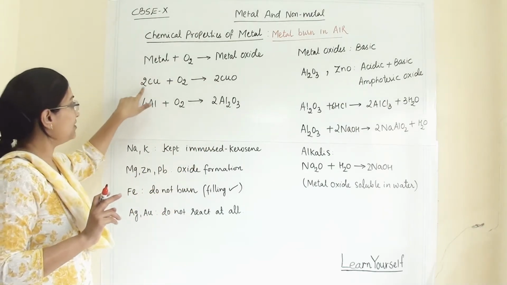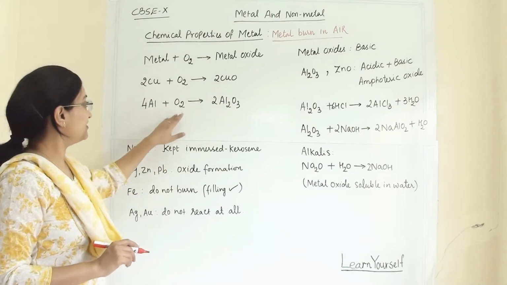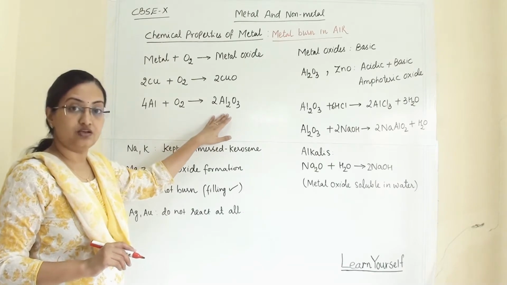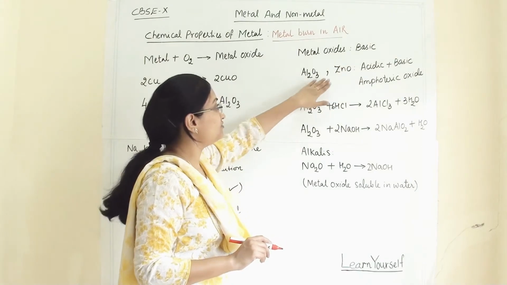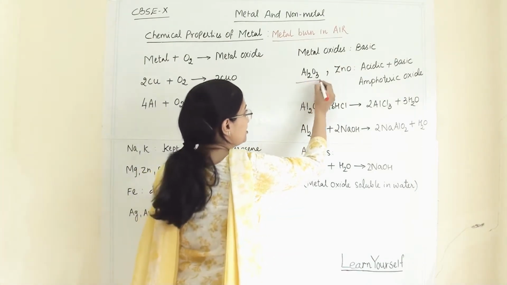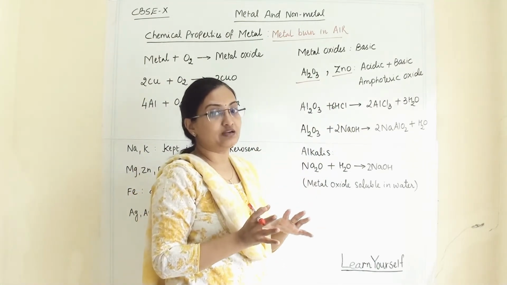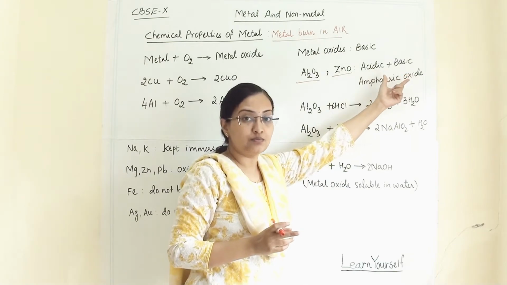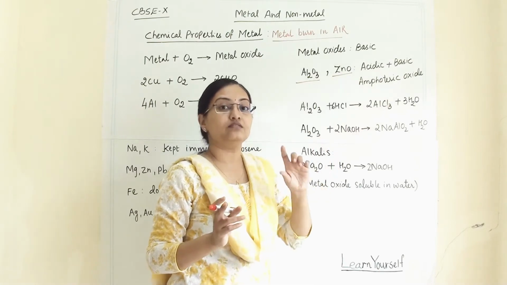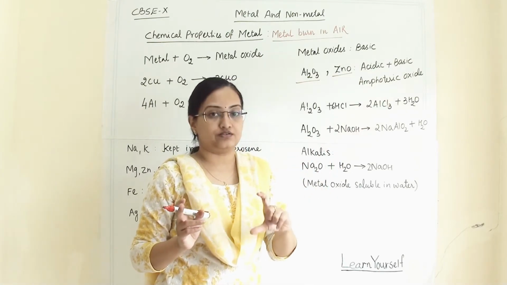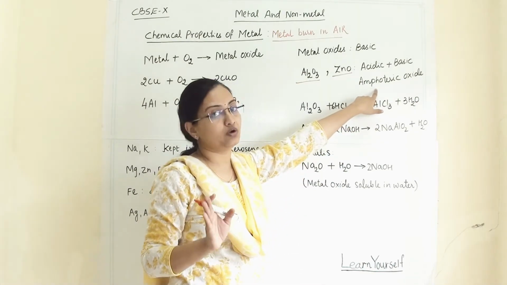First, copper. When copper reacts with oxygen, it will give us copper oxide. Aluminium will react with oxygen and give us aluminium oxide. Now, metal oxides are basic in nature, but some metal oxides, for example aluminium oxide and zinc oxide, will show both types of property. That means they will show acidic as well as basic properties. That's why they are called amphoteric oxides. When an oxide shows both characters, acidic as well as basic, then it is termed an amphoteric oxide.